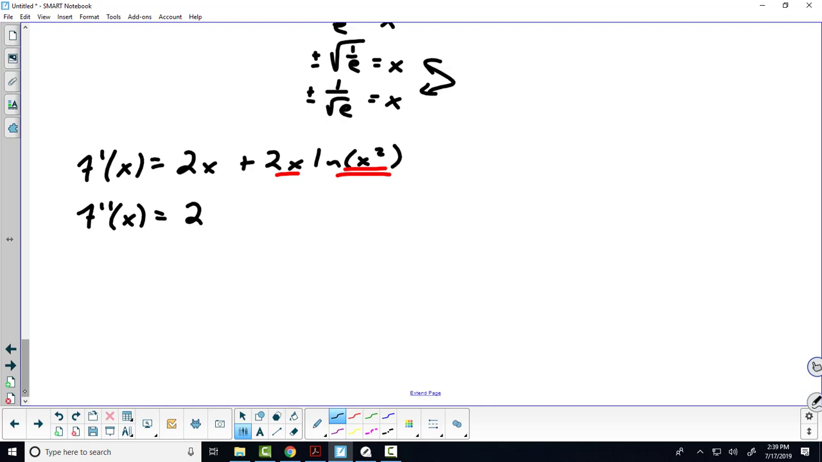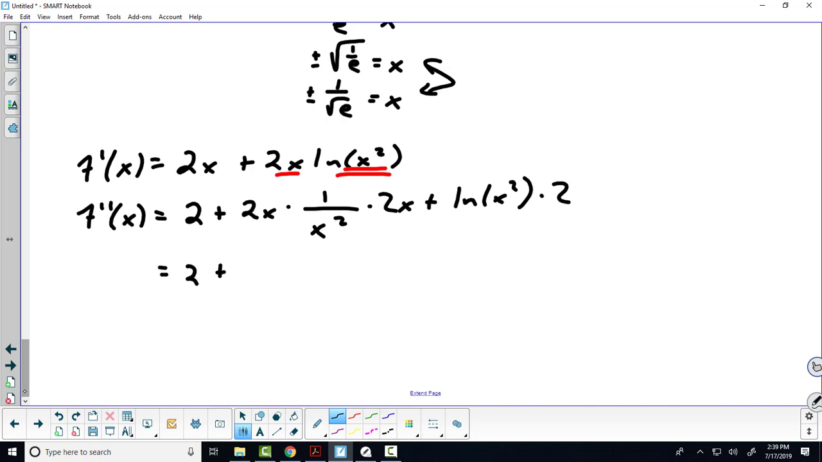So let's see here. This would be the first times the derivative of the second, 1 over x squared times 2x, plus the second, natural log of x squared, times the derivative of the first. When we clean everything up, we have this 2 plus, that gives us 4x squared over x squared, so that's just plus 4, plus 2 natural log of x squared. So this simplifies to be 6 plus 2 ln of x squared.